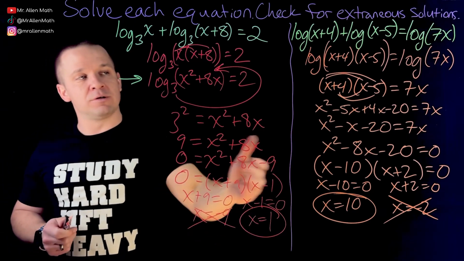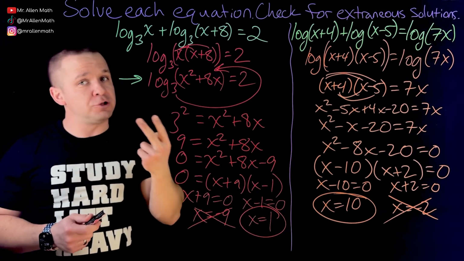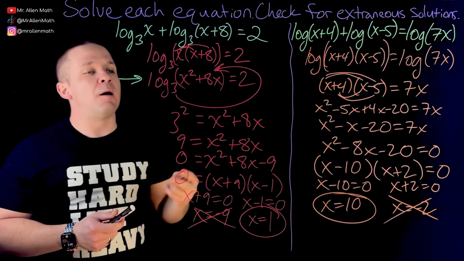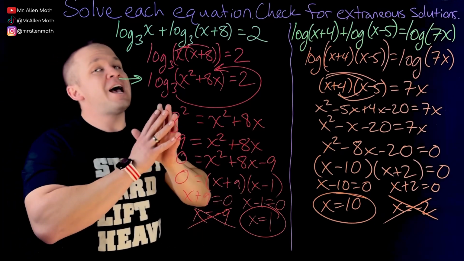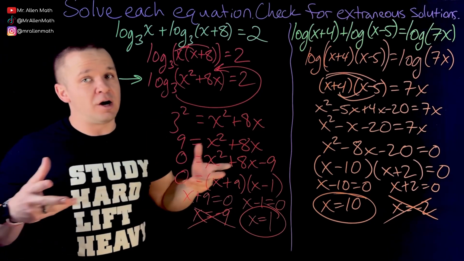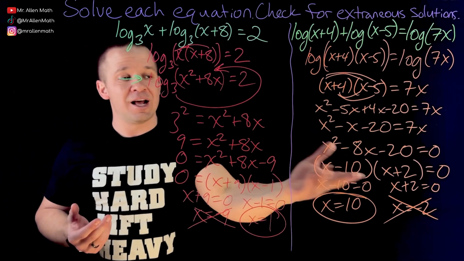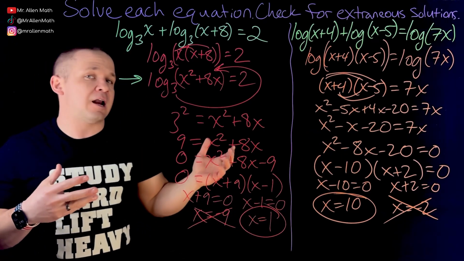So there we go, guys. One solution for both those. You can have 2 working solutions. It does happen. But we do always need to check to see if it works in the original anytime you're solving with logs. You can also have no solution. There are situations where neither of those are going to work. Just be like, no solution. It can happen.